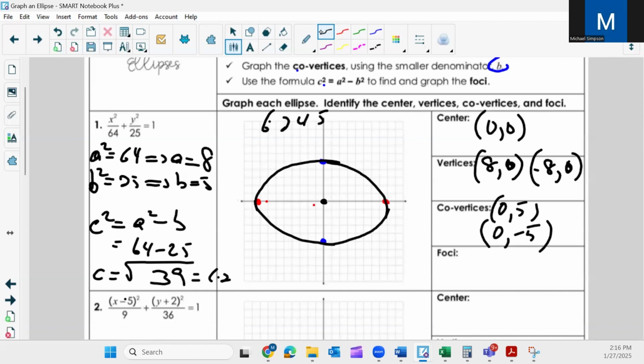6.245. I want one decimal place, so it is 6.2. The 4 is smaller than 5, so I go to the next number. Four is less than 5, so we keep that 6.2. If this was a 5, then we would round up. But I want one decimal place.